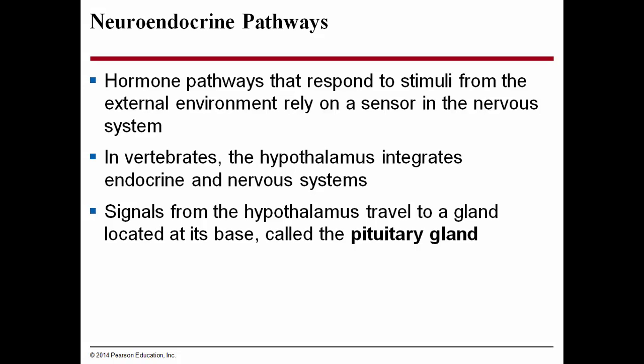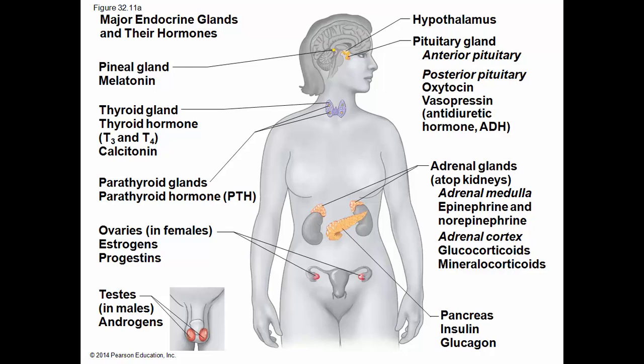Neuroendocrine pathways. Hormone pathways that respond to stimuli from the external environment rely on a sensor in the nervous system. In vertebrates, the hypothalamus integrates endocrine and nervous systems. Signals from the hypothalamus travel to a gland located at its base called the pituitary gland. The hypothalamus is the master gland, and the pituitary gland is the gland that releases all these different kinds of hormones that will stimulate different activities in the vertebrate body.